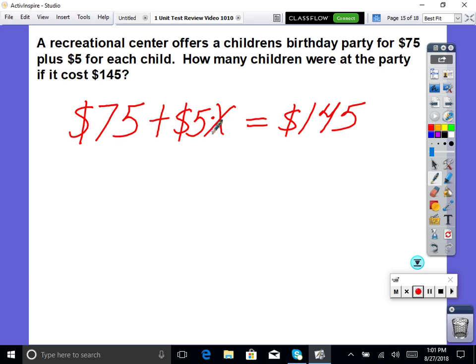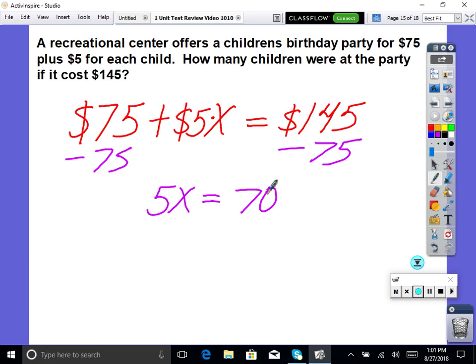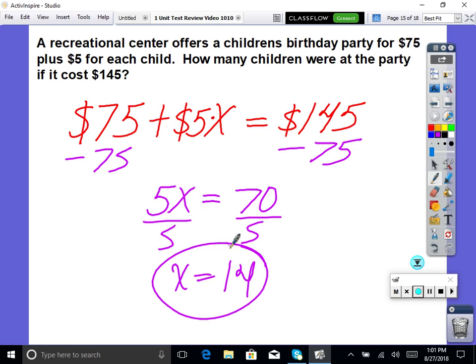So now it says, how many children were at the party if in the end it cost us this? So now solve for x. Subtract 75. So now we have 5x is equal to 145 minus 75, which is 70. Divide by 5. So x is equal to 70 divided by 5, which is 14. There must have been 14 little children there.